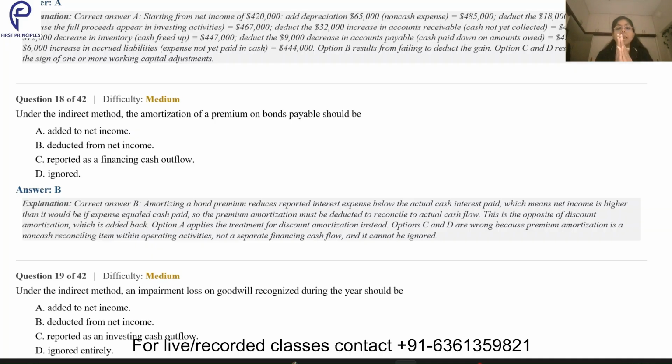So in this case, for amortization of a premium on bonds payable, we need to deduct that amortization amount from my net income. Why? Because that amortization premium amount is reducing my interest expense. If my interest is getting reduced, my net income is higher, which is not correct. So that is why option B will be my correct answer.